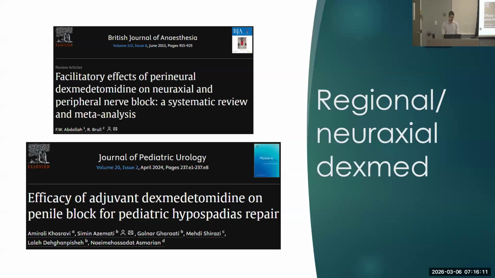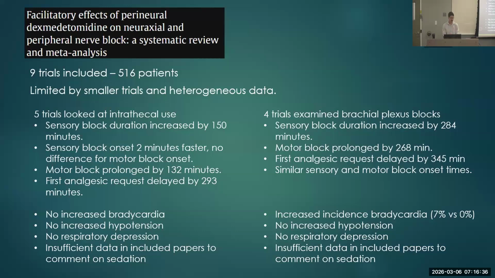Okay, a little bit more then about how it's actually used in those regional neuraxial settings. I've chosen a couple of papers here, not because these are brilliant landmark papers, which don't really seem to exist yet for this set of data, but because these are pretty typical of the rest of the literature that I've looked through. This first one is facilitatory effects of perineural dexmed on neuraxial and peripheral nerve block. They looked at a bunch of trials. They included 9, with 516 patients. So again, around that 50 patients per trial.